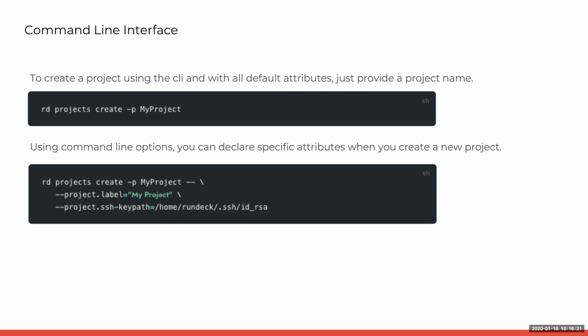The second example shows how you could use some additional attributes. In this case, giving the project a label and specifying the SSH key path. But any attribute that's out there that could be part of a project configuration, you could specify here.